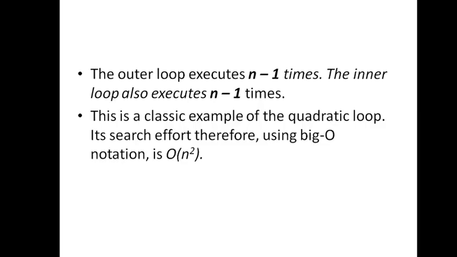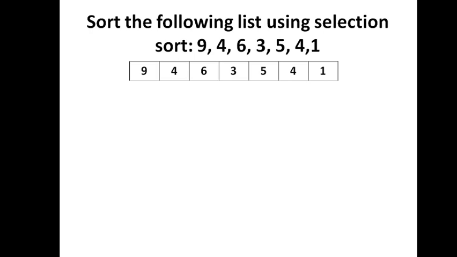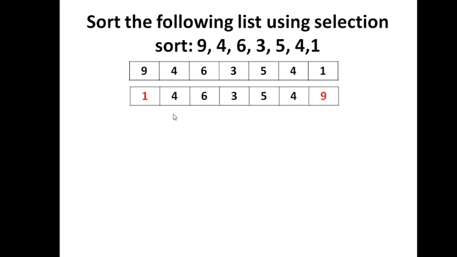Let me take one more example here. So here the list is given as 9463541. So how is it going to be sorted? You can try to do it in your mind while I am showing the result. So first what should happen? You have to find the smallest element in the entire list, which means 1 will be identified, and bring it to the first position. So a swap will happen between this position and this position. The result of the list is going to be like this.